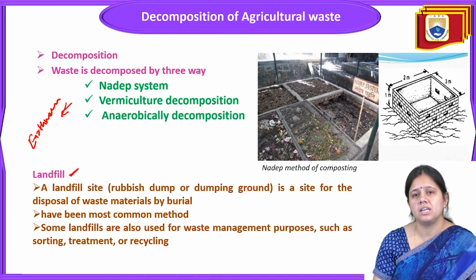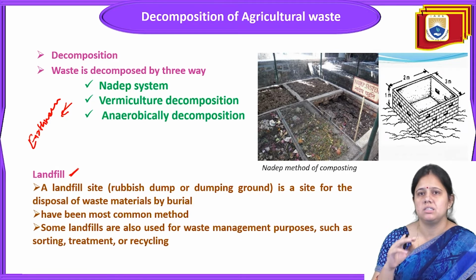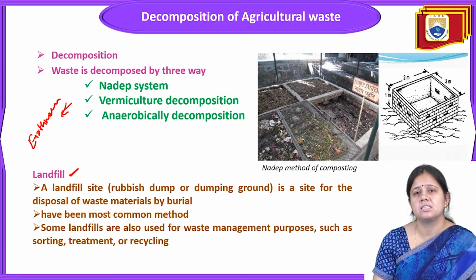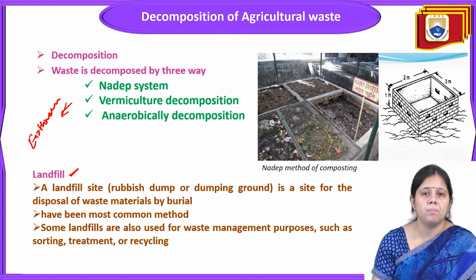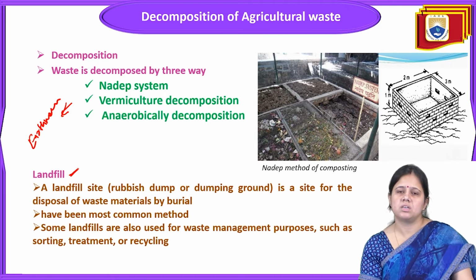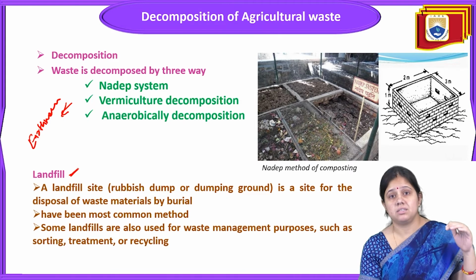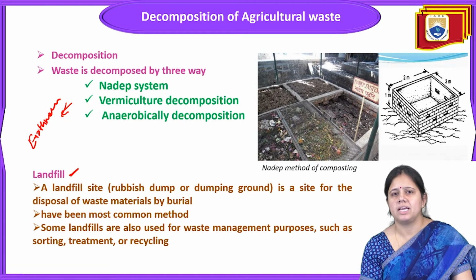That's why landfill is again an option for the decomposition of agriculture waste. How would this agriculture waste be decomposed? We have already discussed three methods: the NADEP method, vermiculture decomposition and anaerobic decomposition. And the next point is landfill. A landfill site is a site for the disposal of waste material by burial, and it is the most common method adopted in every city of India. This landfill is present on the outskirts of all cities, and waste management is also done by municipal activity, like sorting, treatment and recycling of agriculture waste.